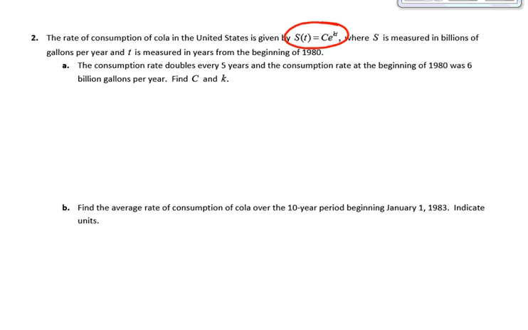So for part A, it says the consumption rate doubles every 5 years, and the consumption rate at the beginning of 1980 was 6 billion gallons per year. Find C and K. Well, C is very easy. Remember, C is like what your initial value is. So C would be that 6 billion. And since we're already measured in billions of gallons, C is just going to be 6.